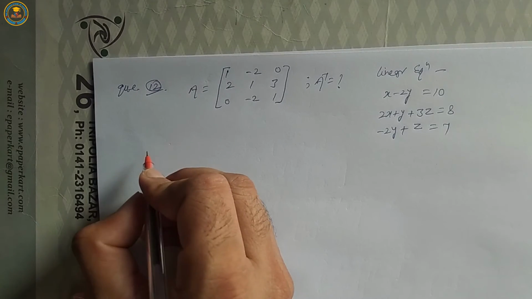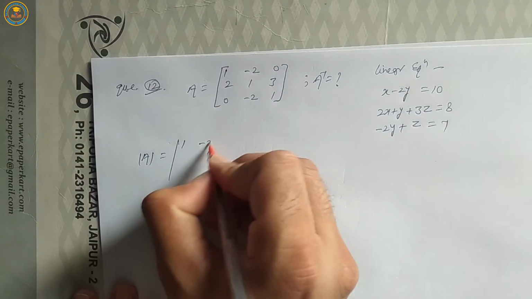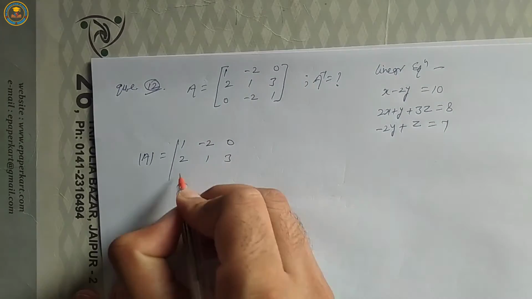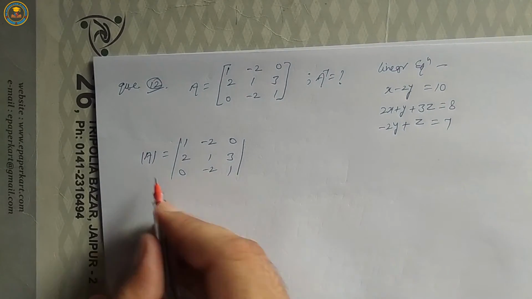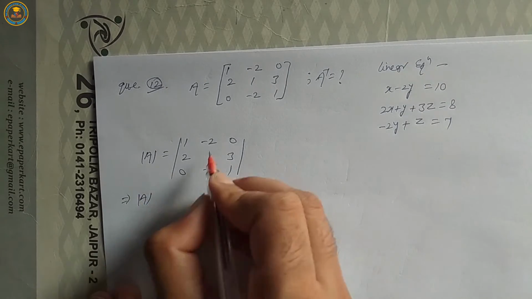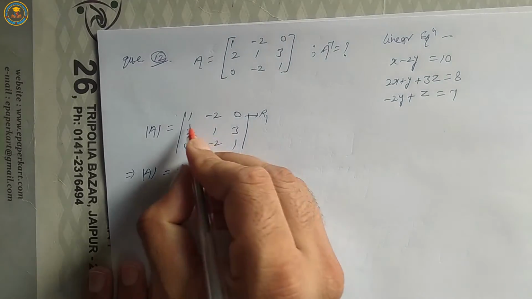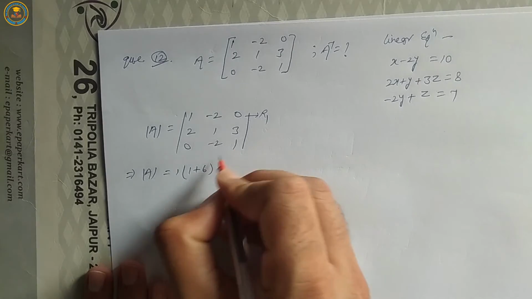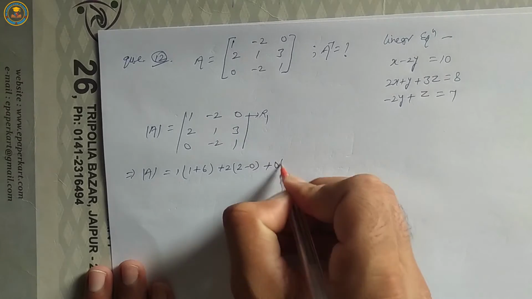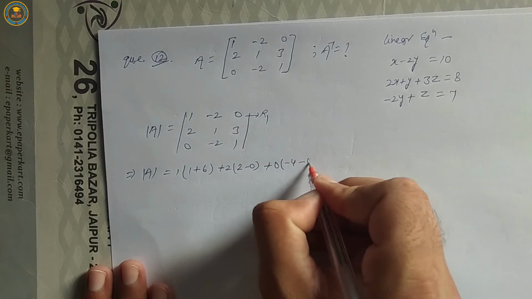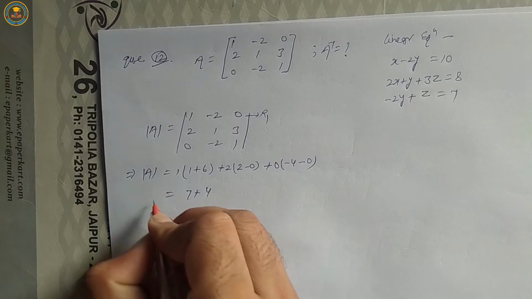Determinant A is equal to 1, minus 2, 0, 2, 1, 3, 0, minus 2, 1. Implies determinant A is equal to, on expanding along R1, 1 into 1 plus 6, plus 2 into 2 minus 0, plus 0 into minus 4 minus 0, is equal to 7 plus 4.